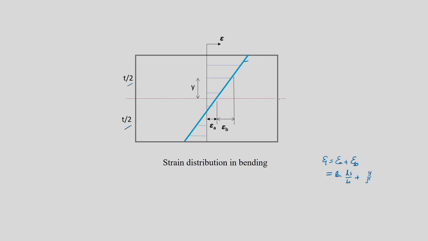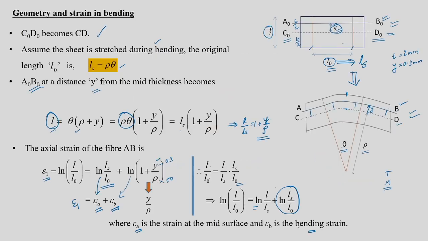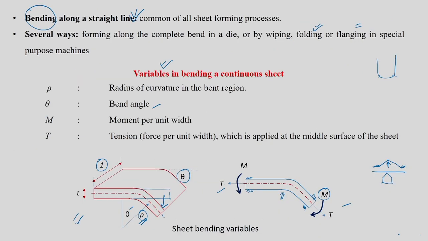T by 2, T by 2, this is the mid surface, let us say, the middle surface, mid thickness. And this is the strain distribution I have given here. This blue color line tells you the distribution along the thickness, and you will see that it is crossing 0 at a distance little below the neutral axis. Neutral axis is nothing but the axis at the center, to start with.